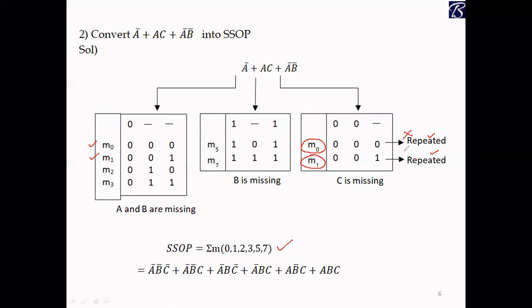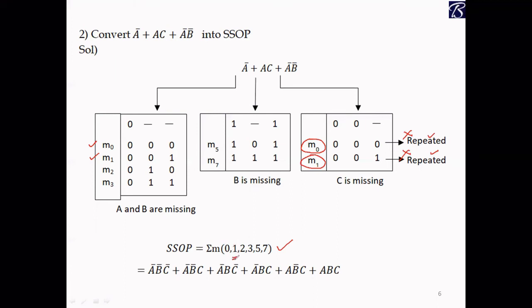These two we no need to take because they are repeated. So now write the product terms. 0 means 0, 0, 0. That means A bar, B bar, C bar. Here in SOP, 0 indicates complement, 1 indicates uncomplement.